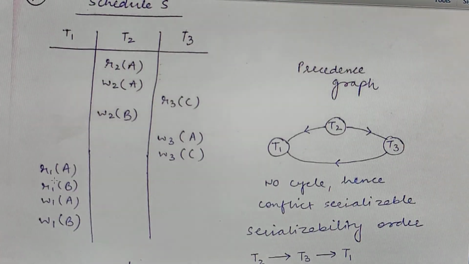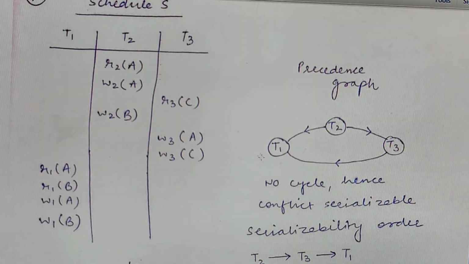Now check with T2 and T1. R2A before W1A, it means we are going to draw an arrow from T2 to T1. And W2B, write with write on the same data item. W2 before W1, so we will draw an edge from T2 to T1. Now, do we have any other? Yes, we have this. You can see W3A, write and read on the same data item. It means T3 is performing write before T1 can perform read. So we will draw an arrow from T3 to T1.